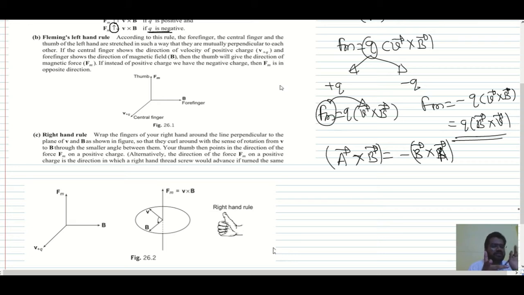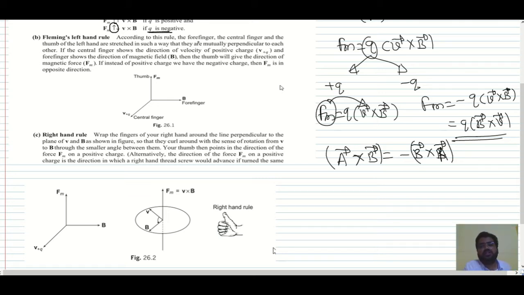So this rule is that simple, isn't it? If you consider the three fingers of your left hand mutually perpendicular to each other, if this index finger denotes the direction of the magnetic field, and if this middle finger denotes the direction of the velocity of the positive charge, then this finger denotes the direction of the magnetic force. That is what is written over here, right?